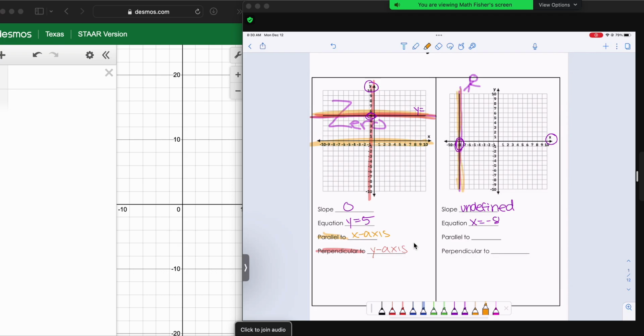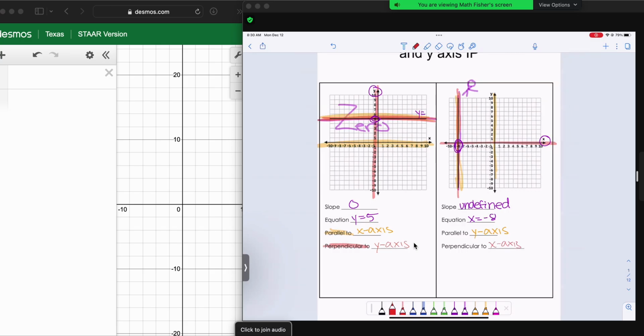This line right here is parallel to the y-axis because they do not touch. Parallel to the y-axis because they do not touch. Then we have this line is perpendicular to the x-axis because they do touch the x-axis. So let's try some actual examples.